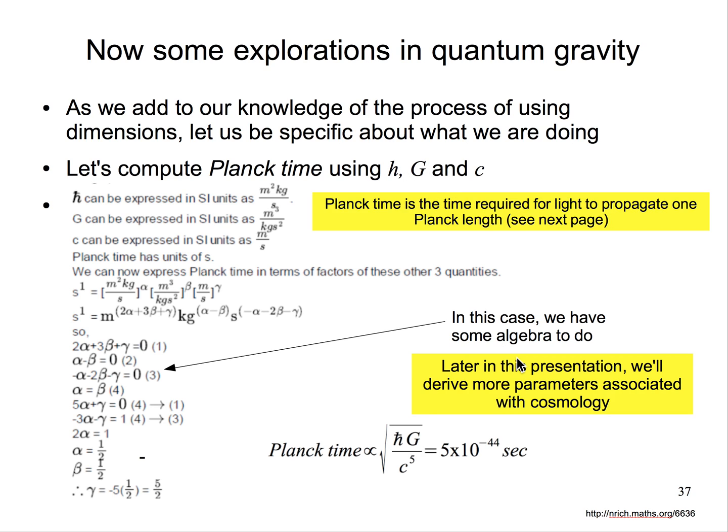So, a question is, what is the characteristic time associated with these three parameters? All right. Planck time is the time required for light to propagate one Planck length, and we're going to talk about that next. But using these three parameters, we can do this calculation.